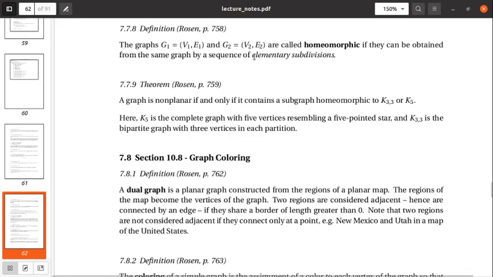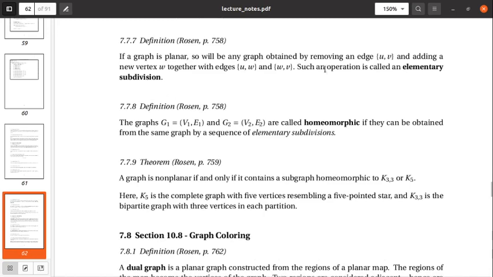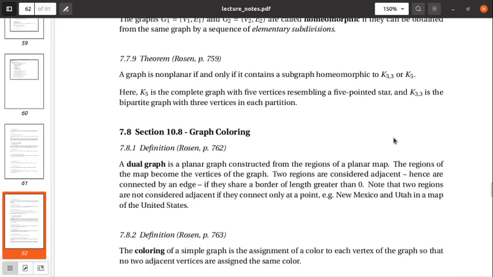And if you go in the opposite direction, what this says is that you remove all of these elementary subdivisions, you take these edges, which are just a logical split of some root edge, some longer edge. Then if you go in that reverse direction for both of these graphs, you end up with some common graph. So they can be obtained from the same graph by a sequence of elementary subdivisions. Okay, so that's homeomorphic.